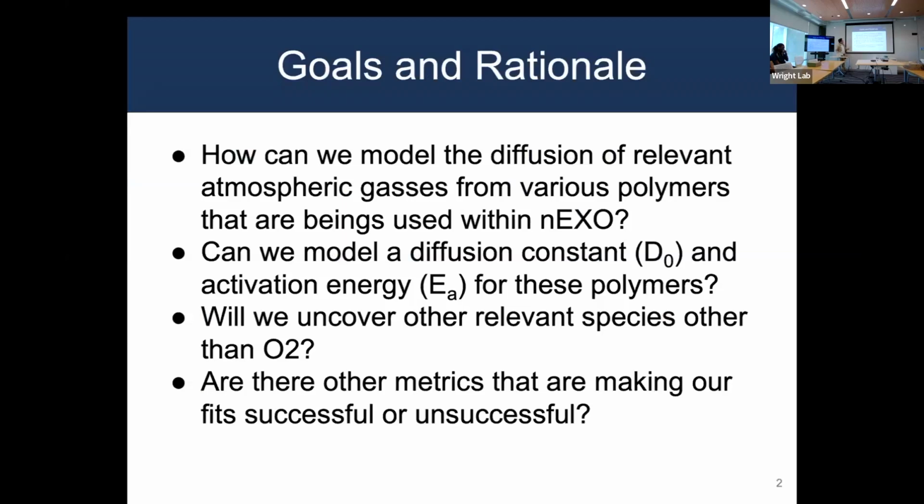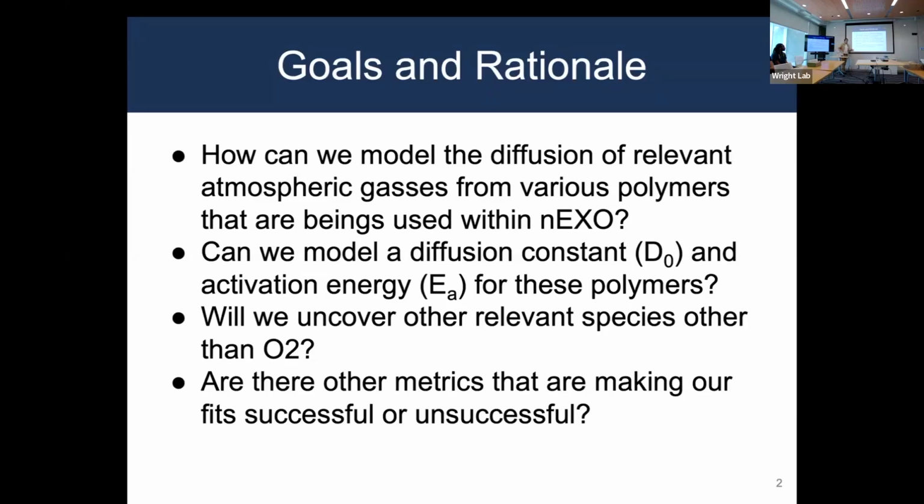Some of my goals and rationale for this project is modeling some diffusion parameters of relevant atmospheric gases that outgas from certain materials that will be used in the nEXO detector, which I will get into a little more in the slides. Some of these diffusion parameters are a diffusion constant called D naught, and then activation energy.